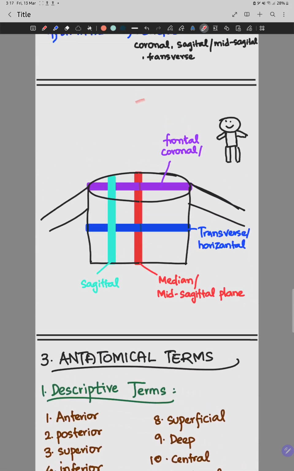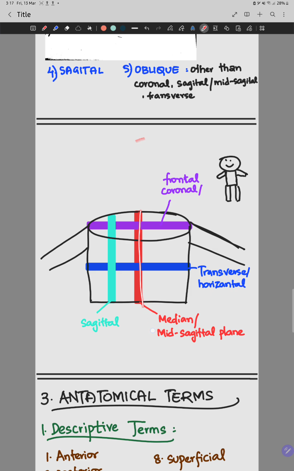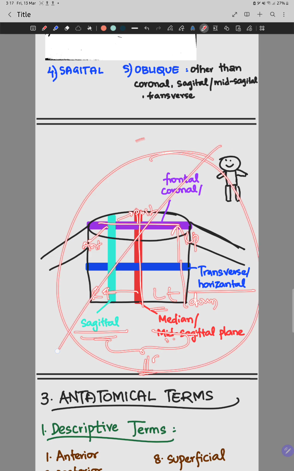Next, coming to anatomical planes, there are 5 planes. One is the median or mid-sagittal plane, dividing the body into right and left, and the transverse or horizontal plane into up and down. The frontal or coronal plane divides into anterior and posterior. The sagittal plane is the plane parallel to the median or mid-sagittal plane. Any plane that passes parallel to the median or mid-sagittal plane is a sagittal plane. The oblique plane is anything other than these planes. Okay, that's it.